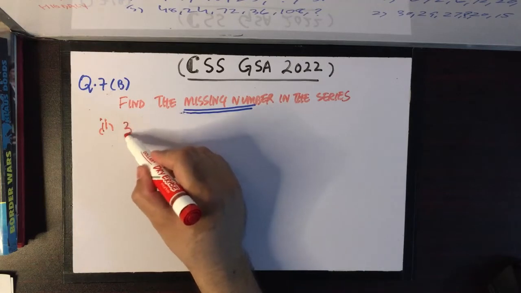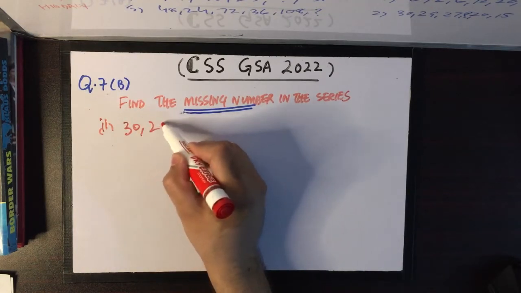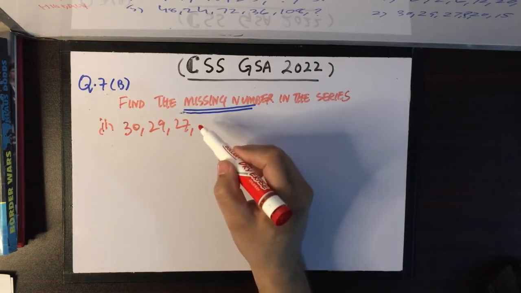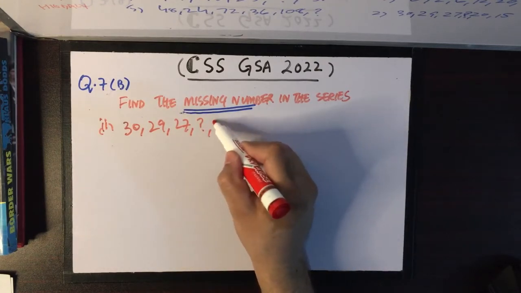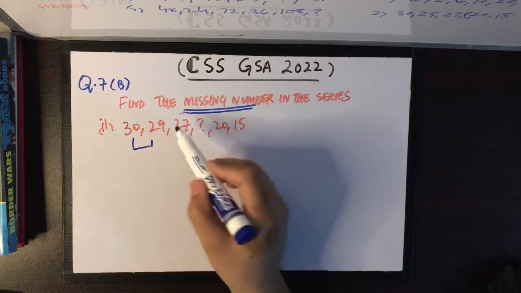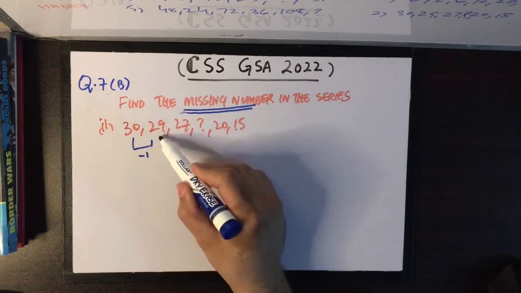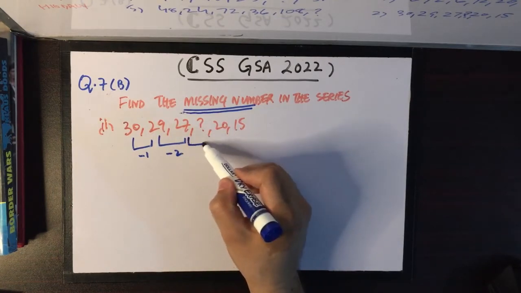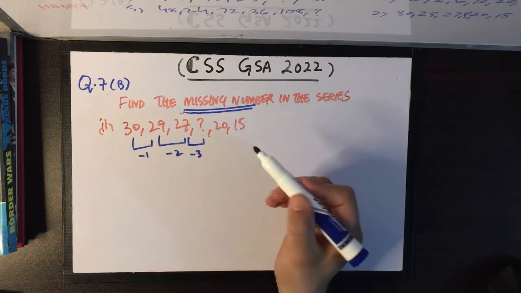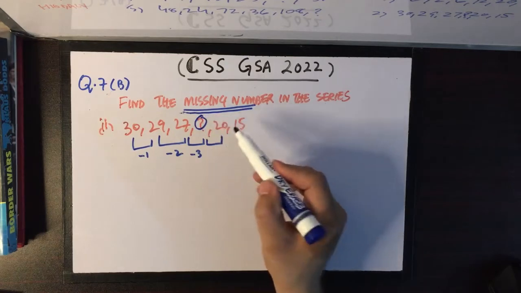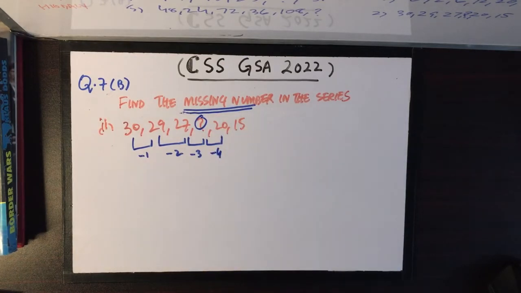Part 2 says 30, 29, 27, question mark, 20, 15. Now, the difference between 30 and 29 is -1. The difference between 29 and 27 is -2. So the difference between 27 and the missing number should be -3. And it also should be, the difference between the missing number and 20 should be -4.